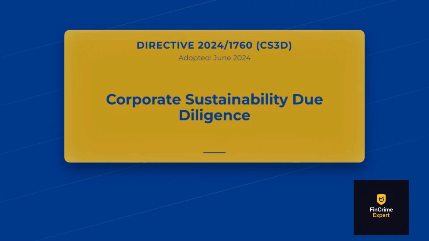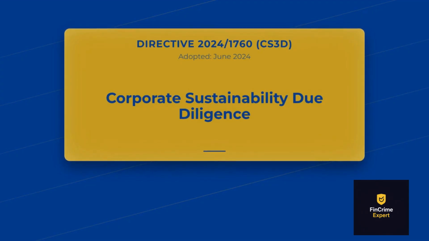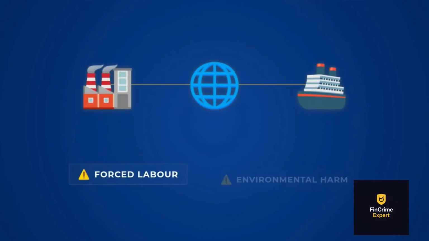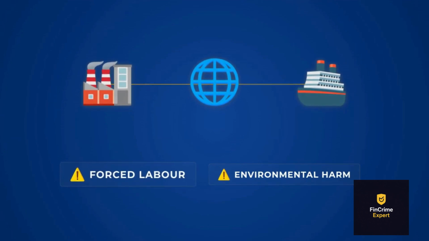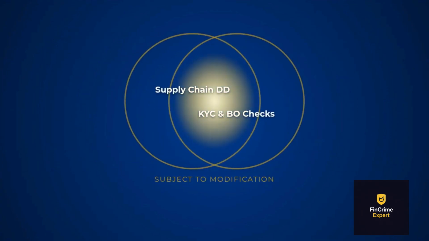The second is Directive 2024-1760, adopted in June 2024, known as the Corporate Sustainability Due Diligence Directive, or CS3D. This requires large EU companies to conduct due diligence on their supply chains regarding forced labor and environmental degradation. This indirectly relates to AML through overlap with KYC and beneficial ownership checks. Note that CS3D is still subject to modification.